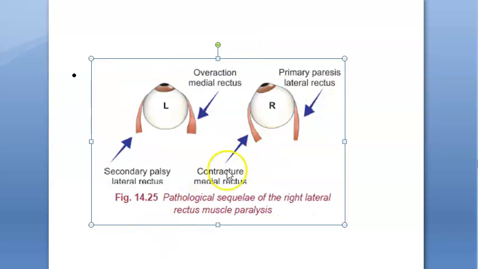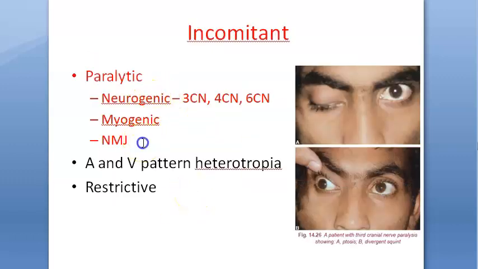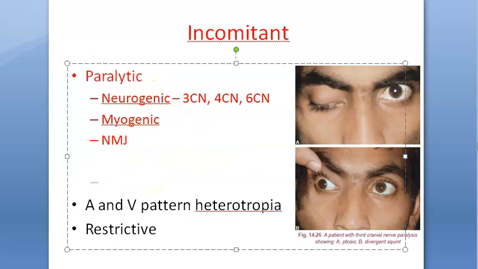Some pathological sequel. So paralysis of the right lateral rectus muscle, in paralysis of that, what occurs? The overaction of the left medial, contraction of the right medial, and inhibitional palsy of the left lateral rectus muscle. This is pathological sequel. Okay. Now in ocular palsy itself, they have so many clinical varieties.